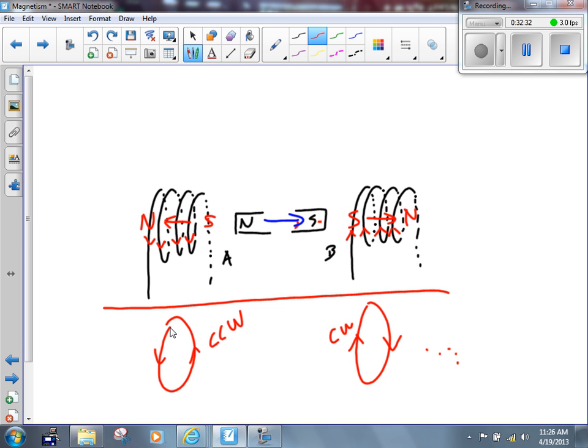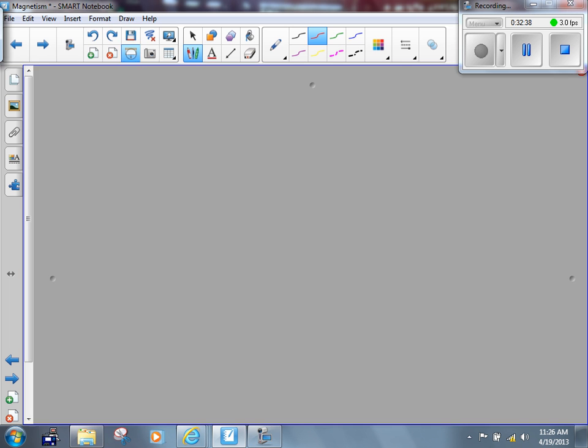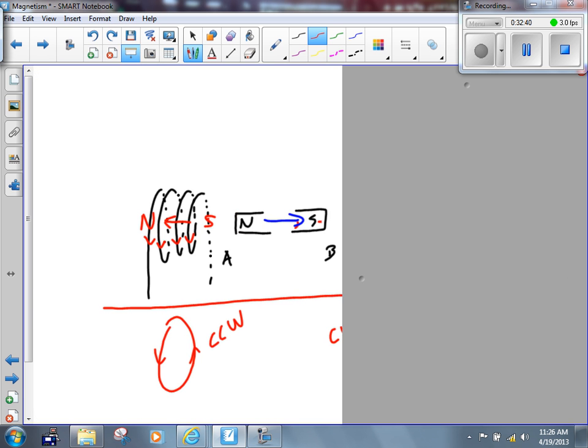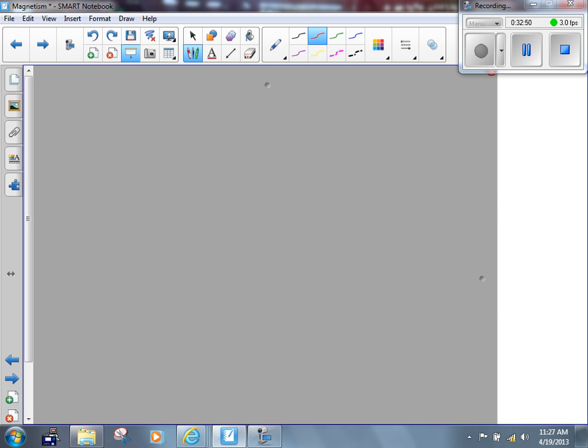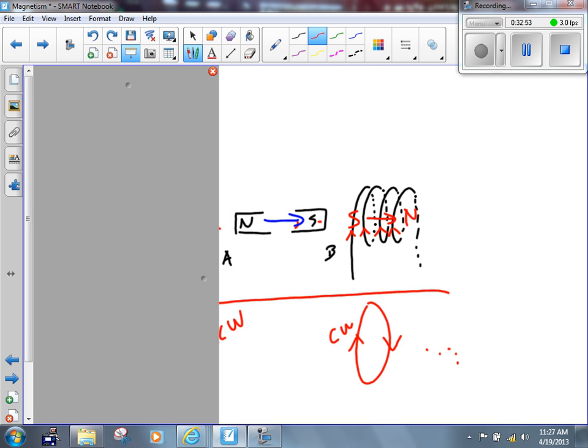So always remember that it's got to be a passive force. Moving to the right, the only way to pull it back is to have a south pole forward there. When pushing it to the right, the only way to push it back to the left is to have a south pole forward. Once you recognize the polarity there, then it becomes just a coil rule problem.